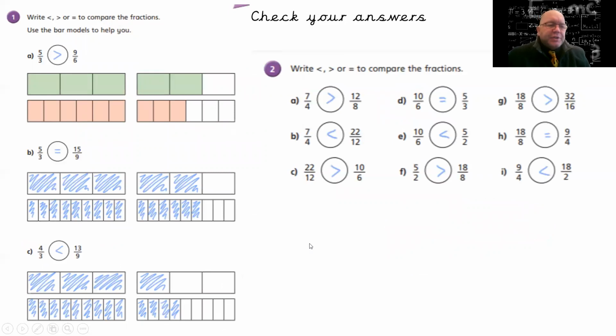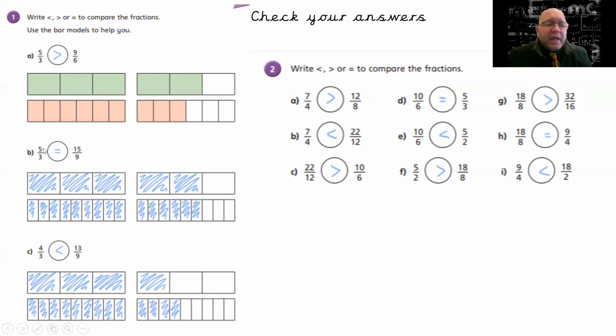Right, here are your answers. So number 1, mark along with me as we work our way through. 5/3 is greater than 9/6. And we can see in our bar model, there's 5/3 and there are 9/6. You can clearly see the green is longer, therefore 5/3 is greater. 5/3 and 15/9, if you've shaded those correctly, you will see they're actually the same.